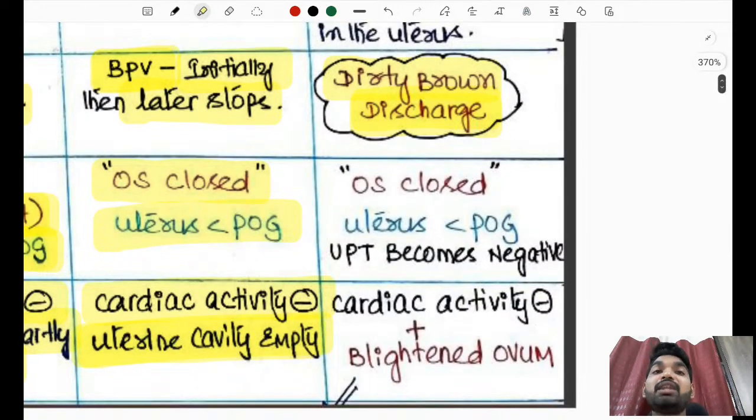And when you do per vaginal examination in her, os will be closed, yes, and the dead fetus is still inside the uterus, right? So yes, obviously os is closed here, and the uterus will be lesser than that of the period of gestation. Why will the uterus be less than that of the period of gestation?